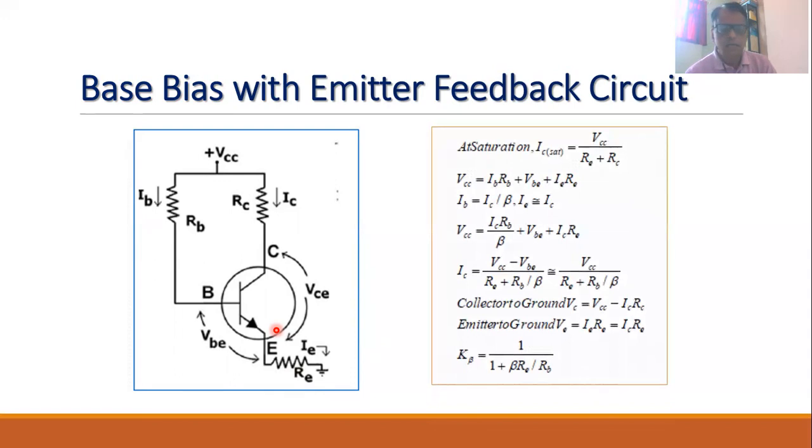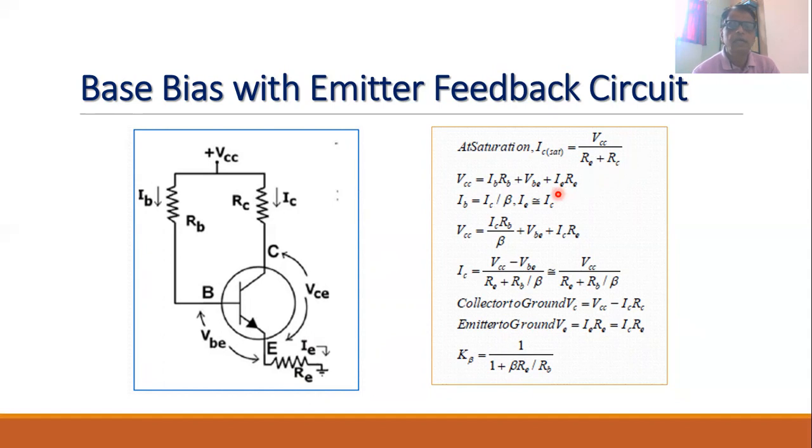We can analyze this circuit. Suppose we need to find the maximum value of collector current. This value is being called IC saturation. Since this is the maximum value of collector current, or saturation value, this voltage VCE will be equal to 0. And therefore, IC saturation can be given as VCC divided by RC plus RE. So this is the equation for the IC saturation.